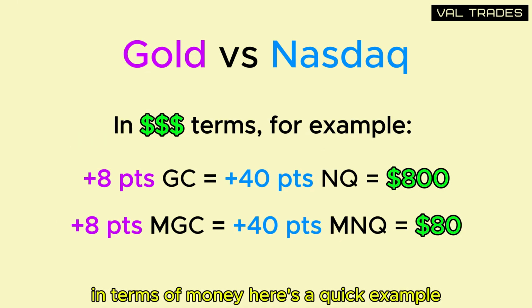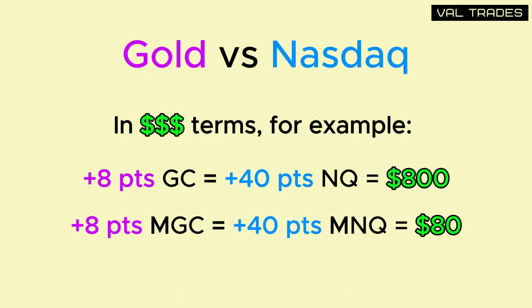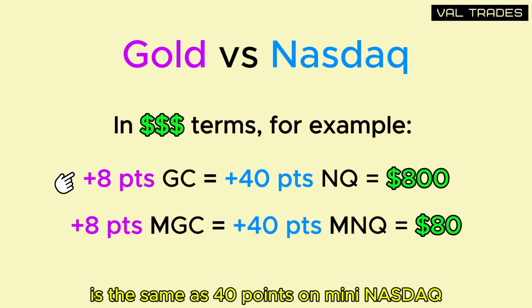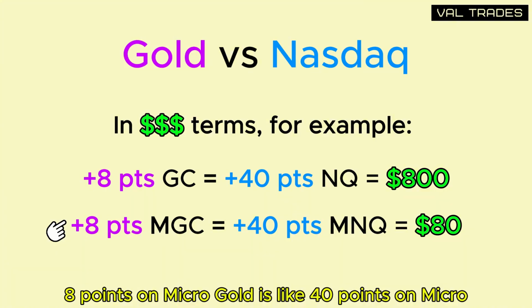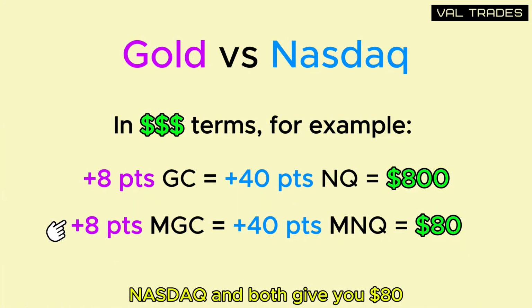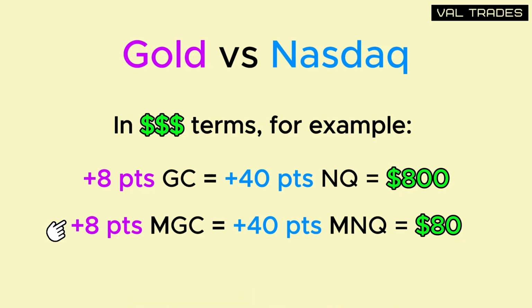In terms of money, here's a quick example. 8 points on mini gold is the same as 40 points on mini Nasdaq, and both are $800. Meanwhile, 8 points on micro gold is like 40 points on micro Nasdaq, and both give you $80.